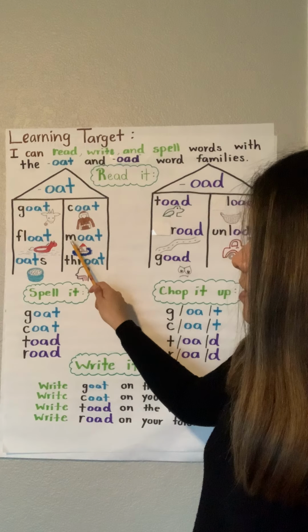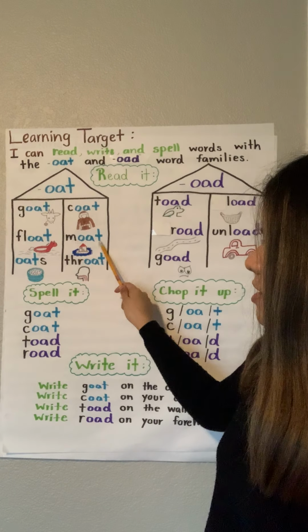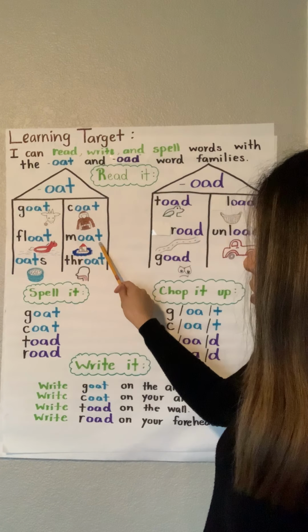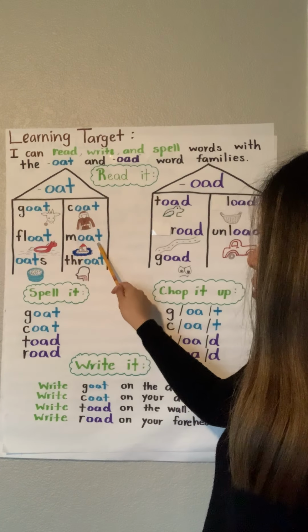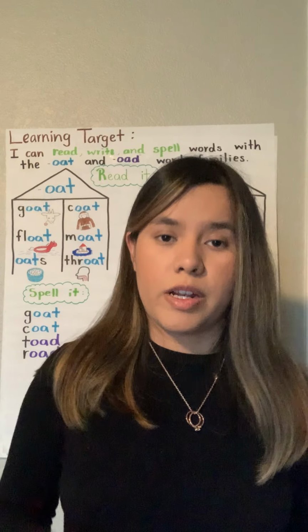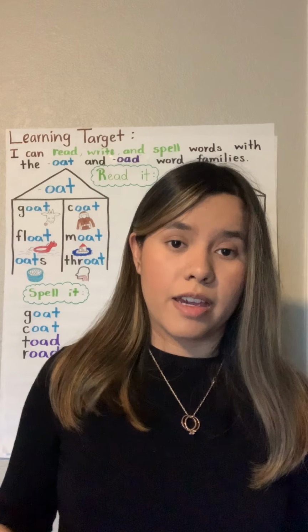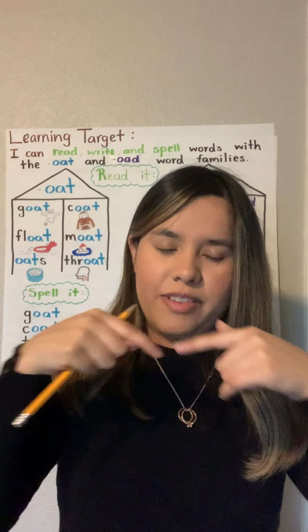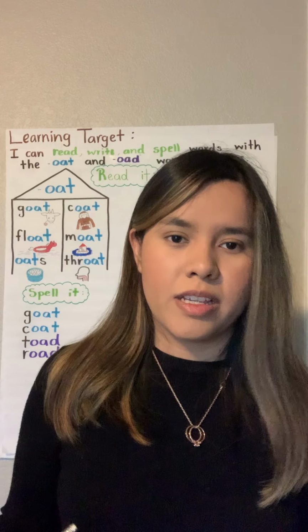Moat. Now say it with me. Moat. And a moat, boys and girls, is when we have a river surrounding your house. Okay? So if you ever see a house that has a river around it, that's what we call a moat. So what was the word again?